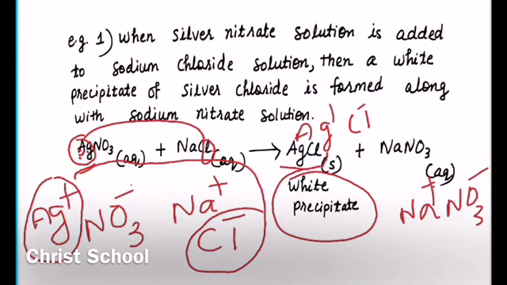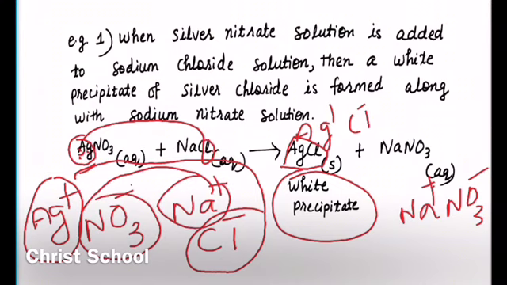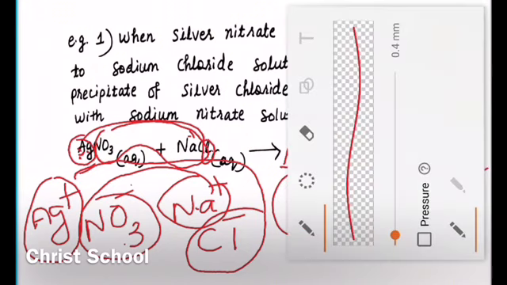So the cation of the first one and the anion of the second reactant combine to form silver chloride. What is the formula of silver chloride? AgCl. Then what is the second exchange? The cation of the second reactant will combine with the anion of the first. The cation of the second is sodium, Na plus, and the anion of the first is nitrate. So sodium will combine with nitrate to form sodium nitrate. What's the formula of sodium nitrate? NaNO3. So this is the displacement.